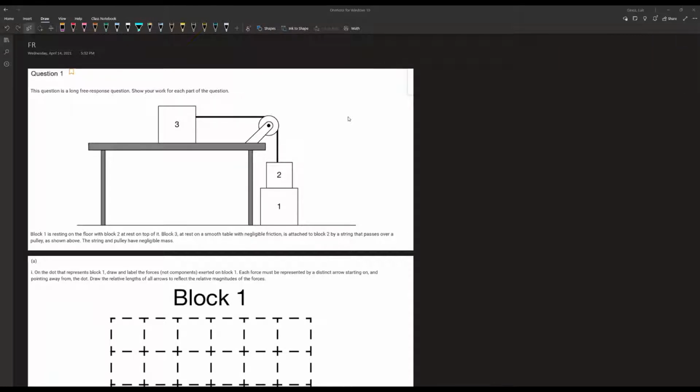Sir, is this Unit 3? Which progress check is this, sir? This is Unit 2, and then it'll be the free response. Thank you. No problem.